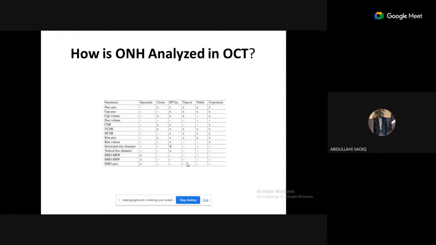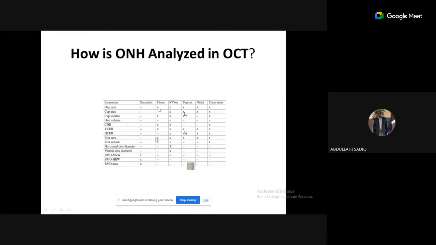Now, the parameters of the optic nerve head depend on the machines you are dealing with. These are the different types of OCT machine: Spectralis, Cirrus OCT, RTVue, Topcon, Nidek. Now, if you are using Cirrus, which most people have, the optic nerve parameters give information about the disc area, the cup volume, the CDR, the vertical CDR, and then the rim area. But if you're using Topcon, Topcon gives information about the disc area, the cup volume, the vertical cup-to-disc ratio, the horizontal cup-to-disc ratio, and the rim area.